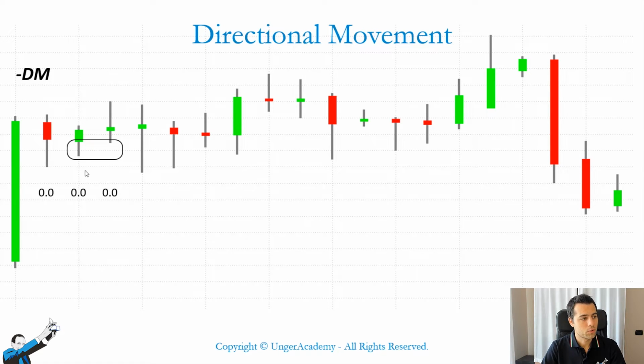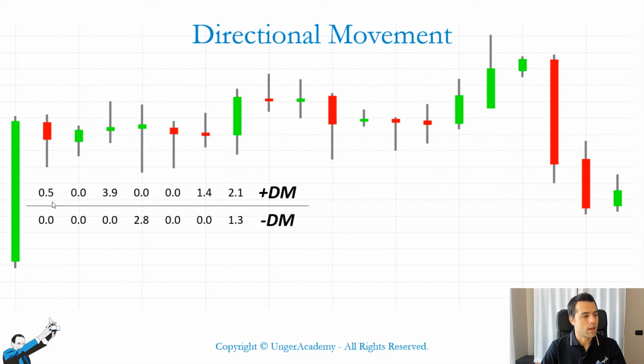Then again another 2, 0, 2.8, 0, 0 again, and at the end 1.3. Here we have a recap of the numbers we have just found, but as I told you, here in the outside bar we shouldn't consider both the plus and minus directional movement. So in this case we must neglect the contribution of this 1.3 and substitute this number with 0, because for each bar we cannot have both plus and minus directional movement.